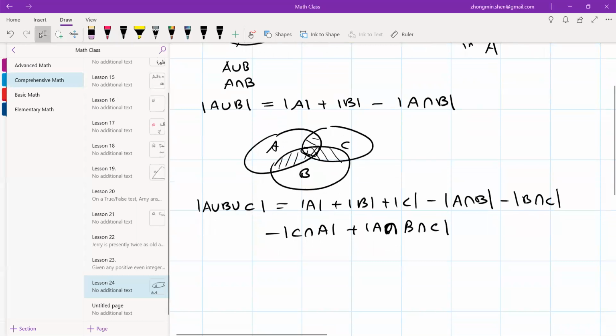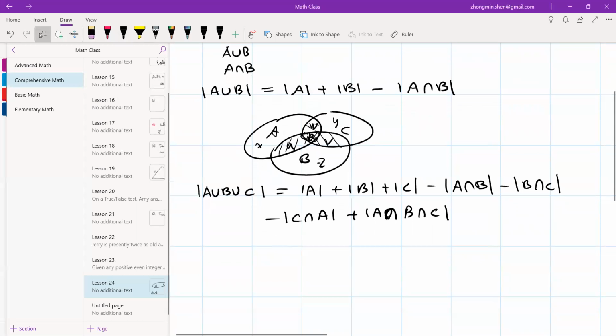Okay, so maybe it will be a little bit easier to see if I denote these regions X, Y, Z, U, V, W, and the one in the middle I call K. So the union of the three sets is going to be X plus Y plus Z plus U plus V plus W plus K, right? You add them together.